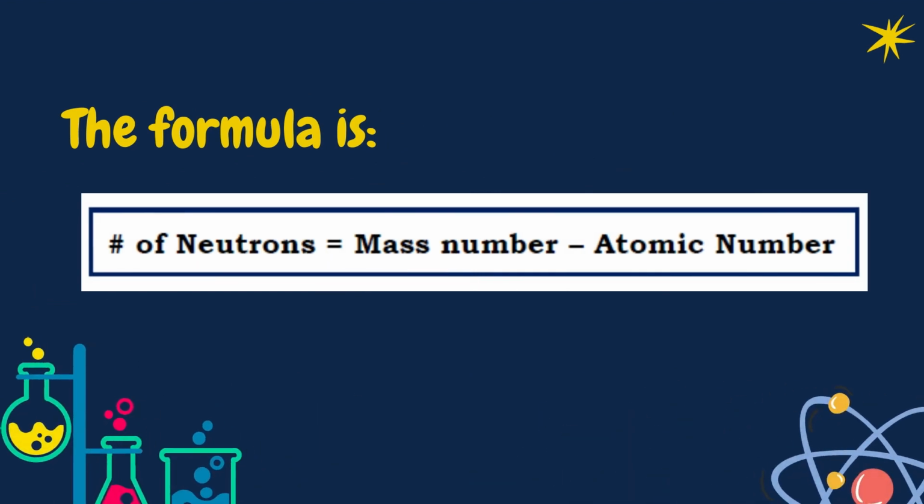In determining the number of neutrons, you simply get the difference between the mass number and the atomic number. So the number of neutrons is equal to the mass number minus the atomic number.